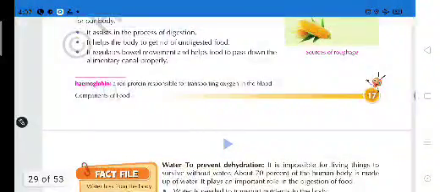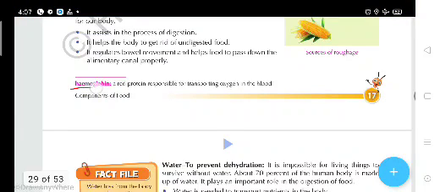Now hemoglobin. As I told you about hemoglobin, here again the hemoglobin is a red protein responsible for the transportation of oxygen.